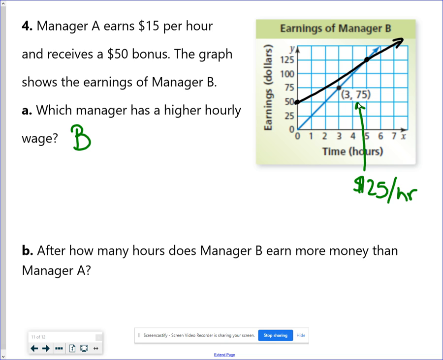manager A is above manager B for a while because it takes a bit to get caught up from that extra $50 that they got for a bonus. But at 5 hours, they're exactly the same. After 5 hours, manager B's line is going to be steeper and higher than manager A.